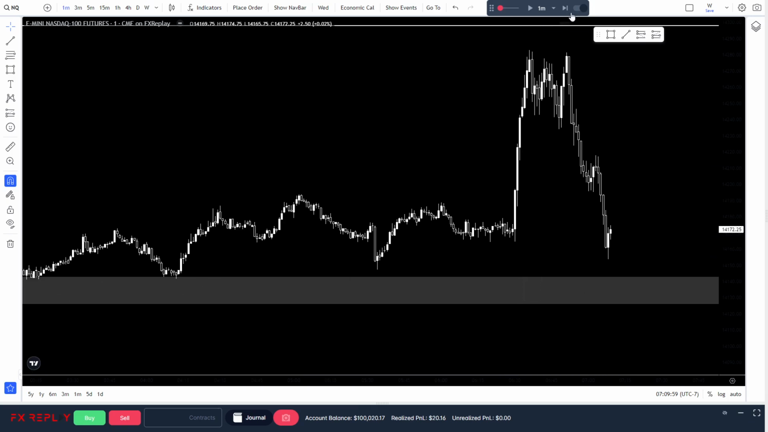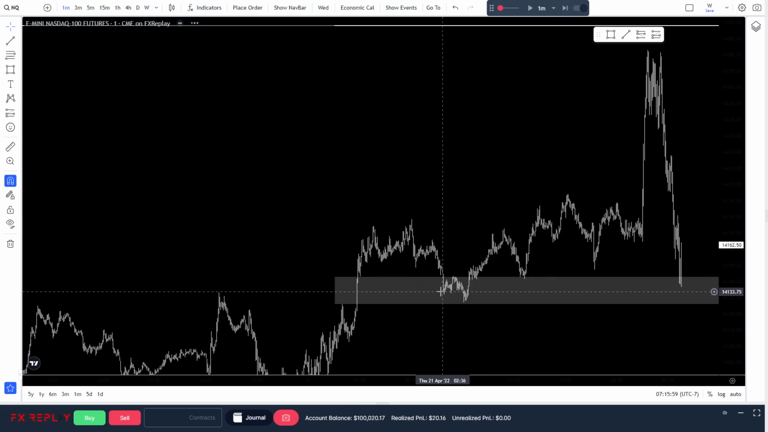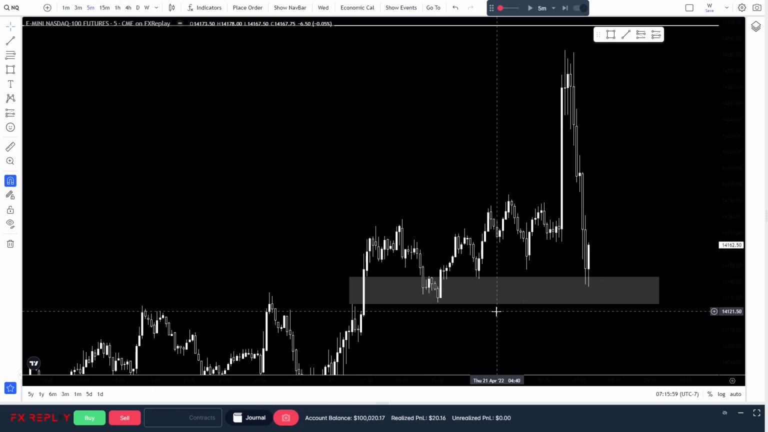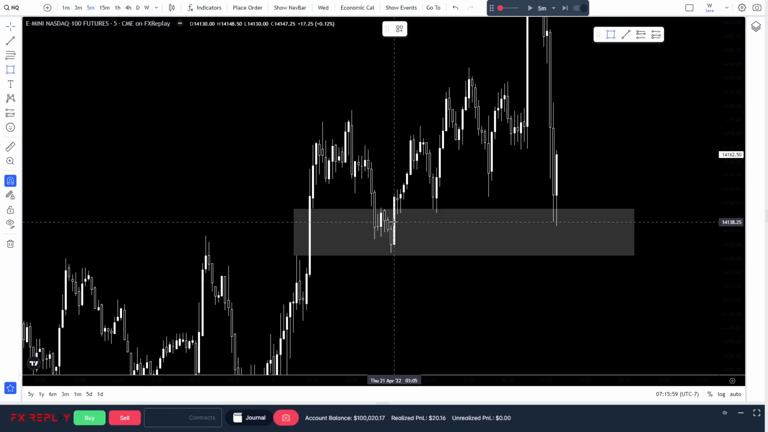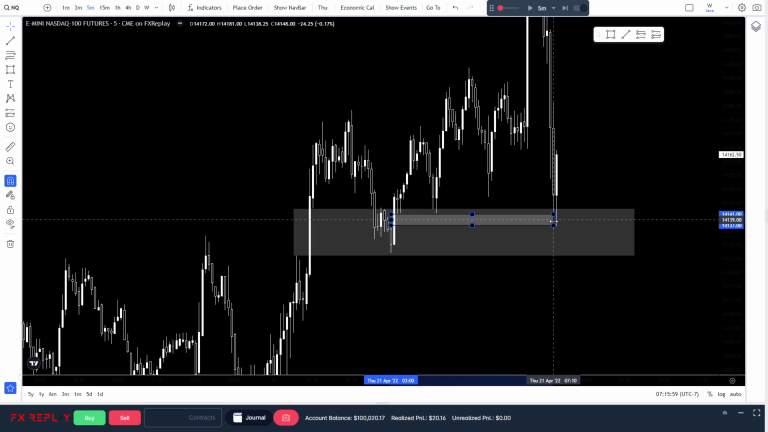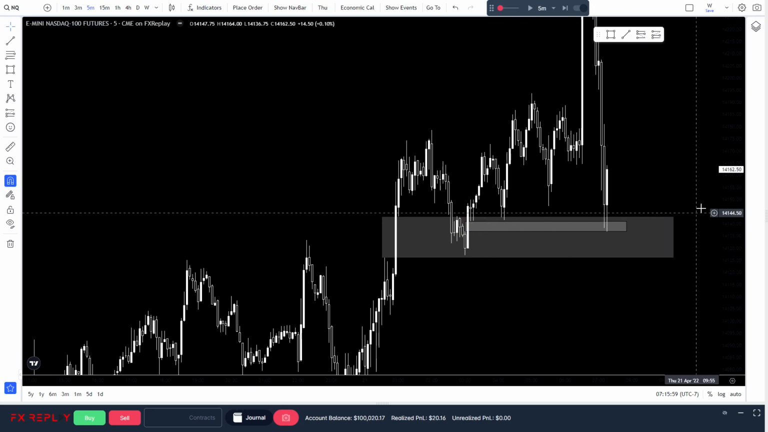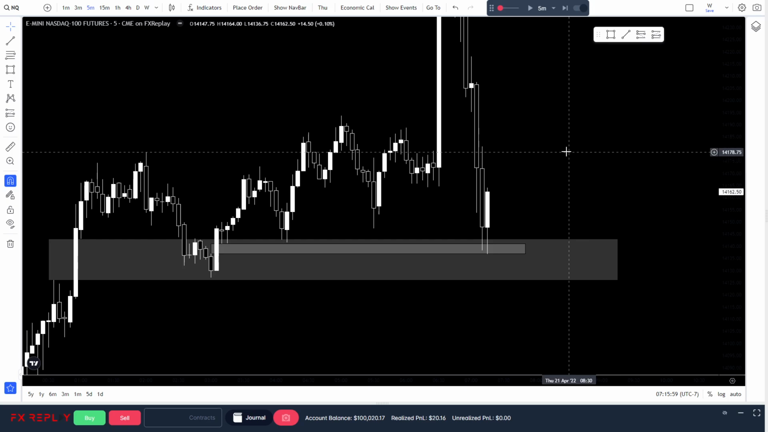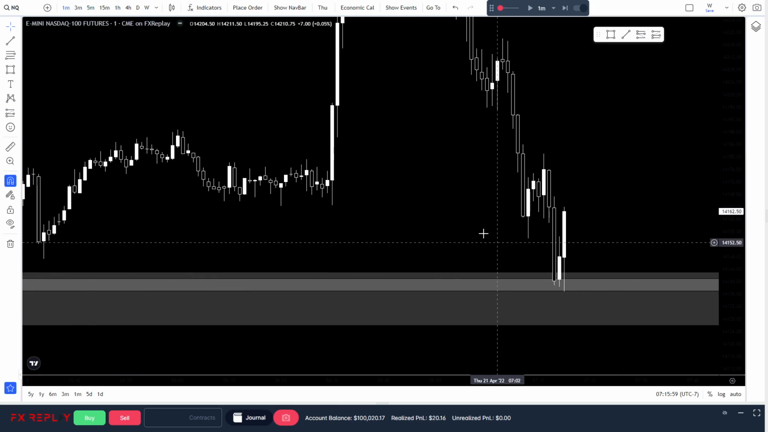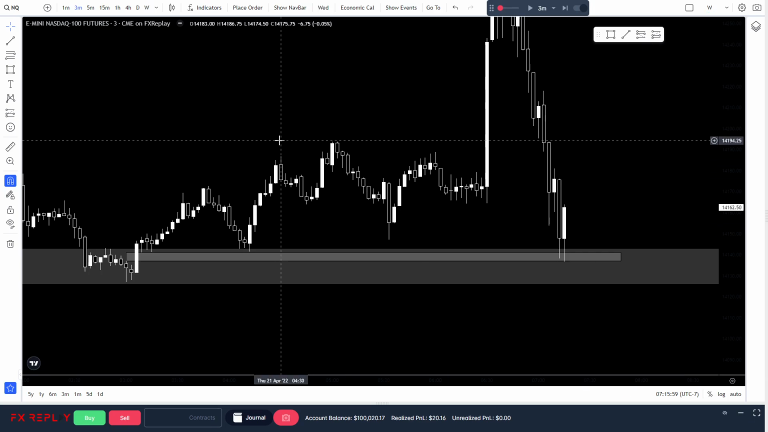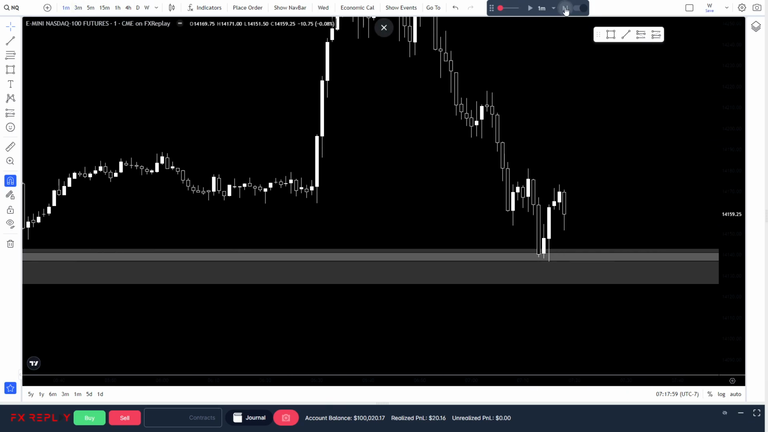Okay, we swept this low. Maybe go a little lower here. Nice. That's probably okay. So we had an unmitigated 5-minute here that we just mitigated. We swept this liquidity here. This is the 15-minute that I was interested in. We're tapped into it. So I'm definitely interested in longs, but I'm not really getting anything interesting here.